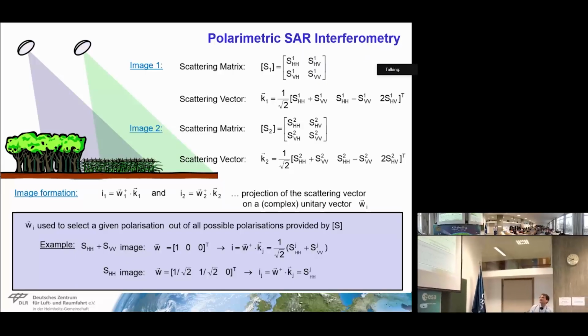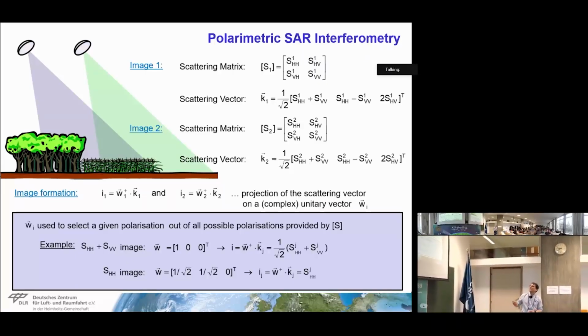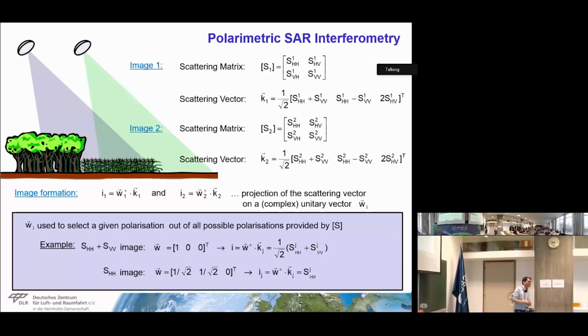And what you see here is just an algebraic generalization of this concept. So you have the two acquisitions, image one gives you an S matrix, so in principle you have all the different HH, HV, VH, VV for the first acquisition. You have the same for the second acquisition. Now what you can do, you can also make them a vector if you like to be precise mathematically. You have the first vector, the second vector.